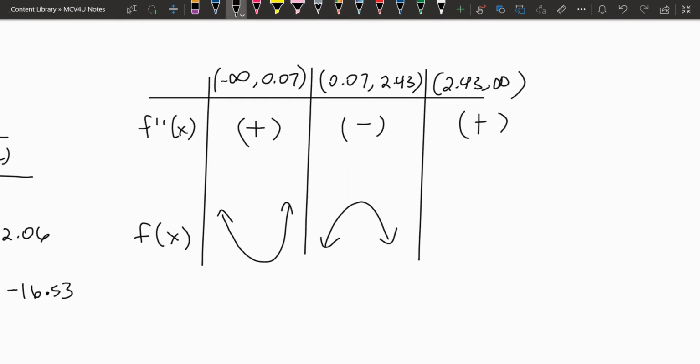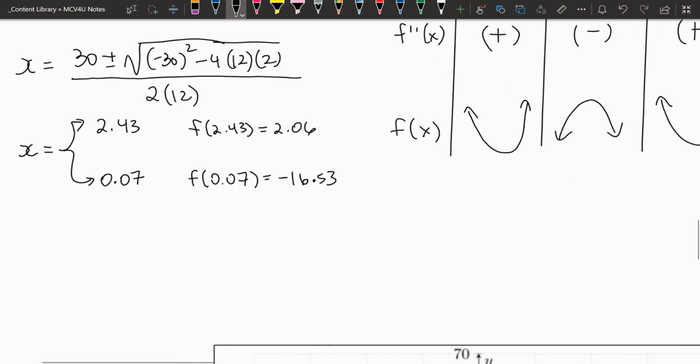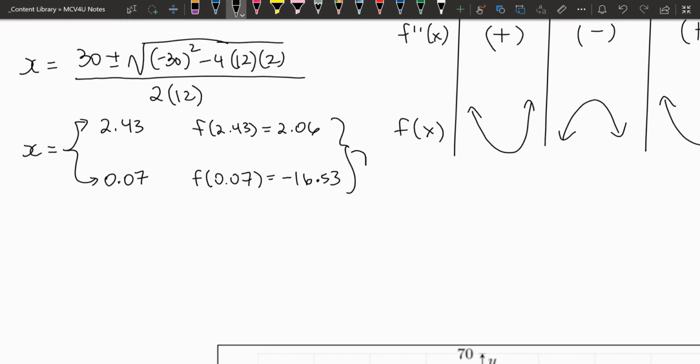Plus, concave up. And so we have another point of inflection. So it goes from concave down to concave up at 2.43. So we have a point of inflection. So these two are points of inflection. Okay. Do we have enough information to now graph this?